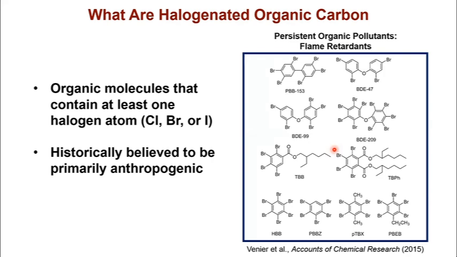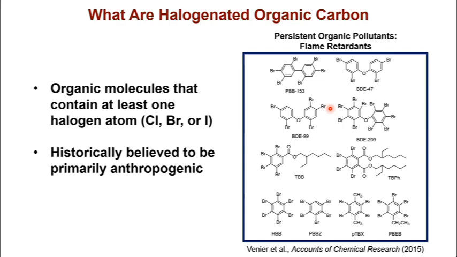So what are organic carbon that contain halogen? Halogen organic carbon is any organic molecule that contains at least one halogen atom: chlorine, bromine, or iodine. Historically, HOC, halogen organic carbon, were thought to be produced for and by humans primarily. This panel of chemical structures shows you some examples of persistent organic pollutants. Some of them came from fire retardants or making solvents or electronic chip supplies and things like that.